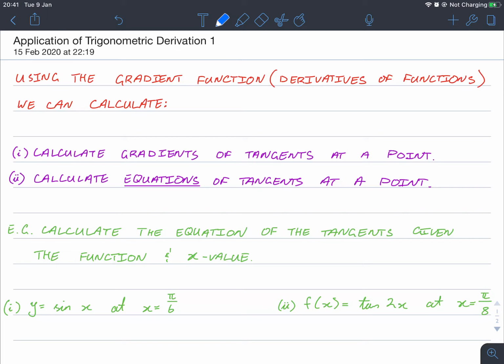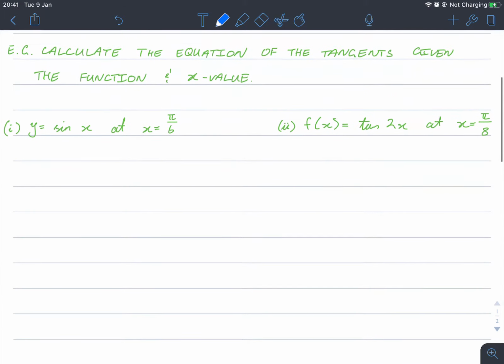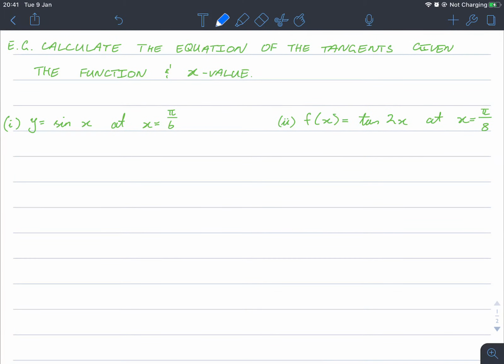Using the gradient function, which is also the derivatives of functions, we can calculate the following. We can calculate the gradients of tangents at a point, and then we can also calculate the equations of tangents at a point. Let's do two quick examples here.